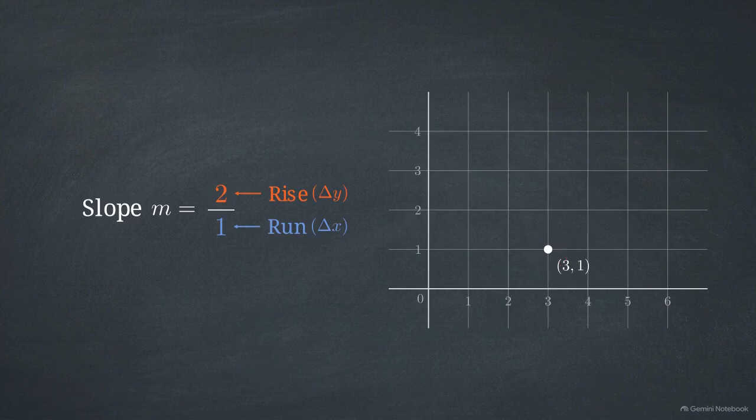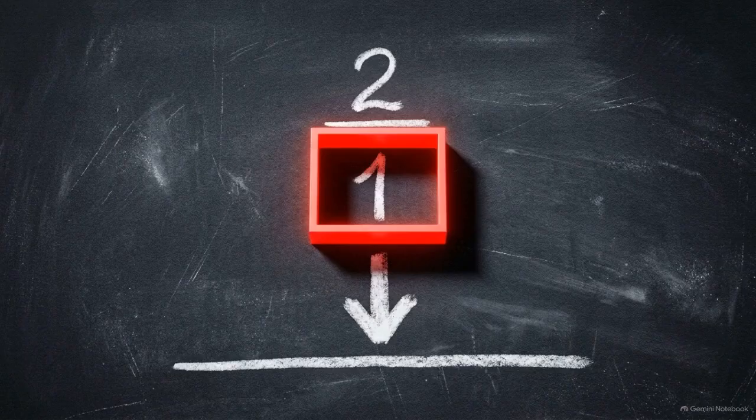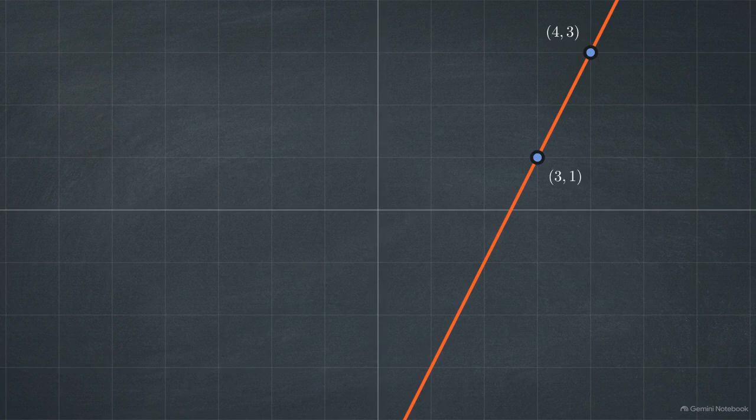Start at the point (3, 1). Run horizontally to the right by 1 unit, then rise vertically by 2 units. This marks your second point at (4, 3). Avoid mixing up the axes. The horizontal move is always the denominator, and the vertical move is the numerator. Use a straight edge to connect these points, extending the line across the paper.